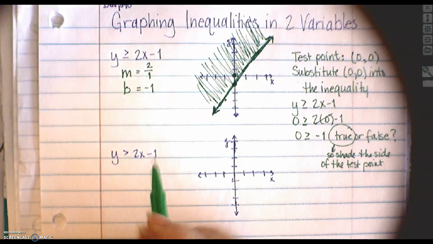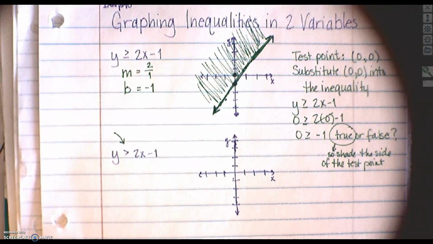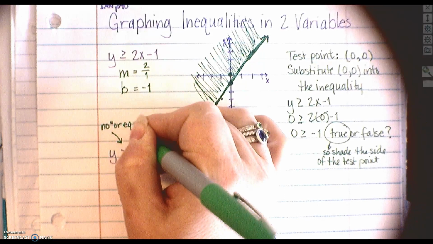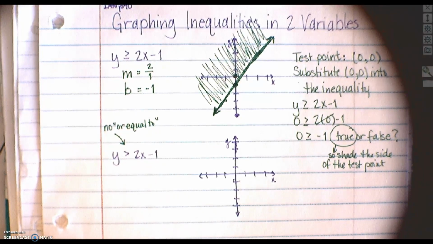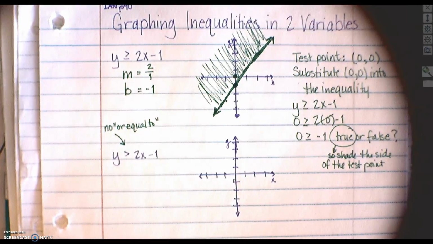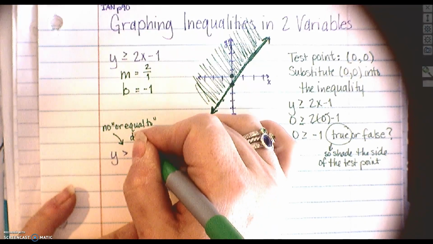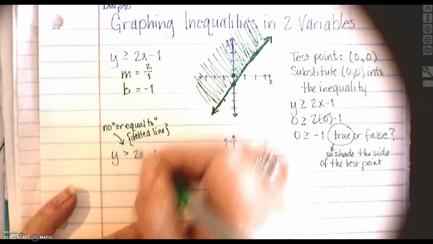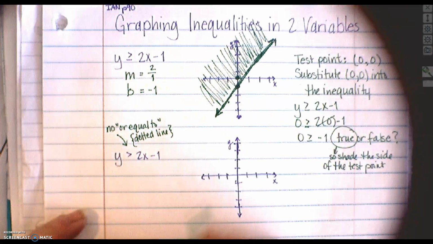What's different about this inequality is that sign. It doesn't say or equal to. Otherwise, it's exactly the same as the one I just graphed, correct? So there's no or equal to. It just says y is greater than 2x minus 1. Okay. So we're going to use a dotted line or a dashed line instead of a solid line because there's no equal to. If there's no equal to, you're not going to make a solid line.